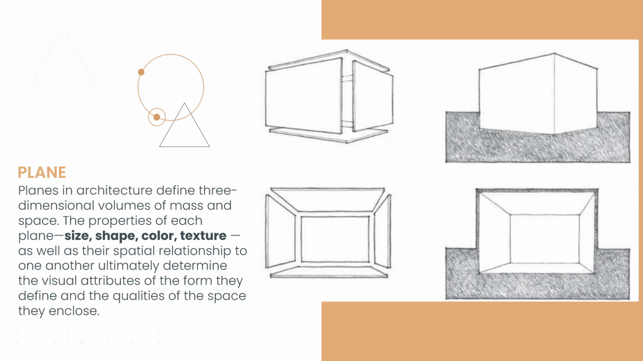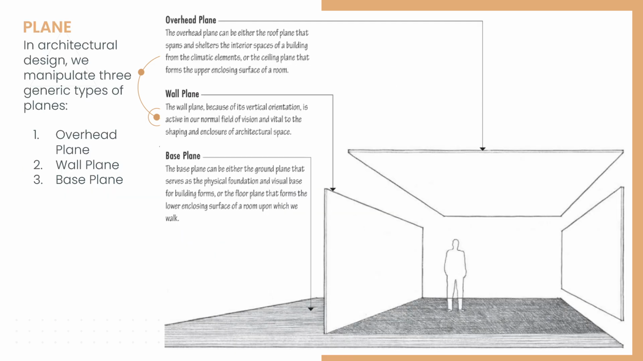So planes in architecture define three-dimensional volumes or mass and space. The properties of each plane, its size, shape, color, and texture, as well as their spatial relationship to one another, ultimately determine the visual attributes of the form they define and the qualities of the space they enclose. In architectural design, we manipulate three generic types of planes. First is the overhead plane, wall plane, and base plane.